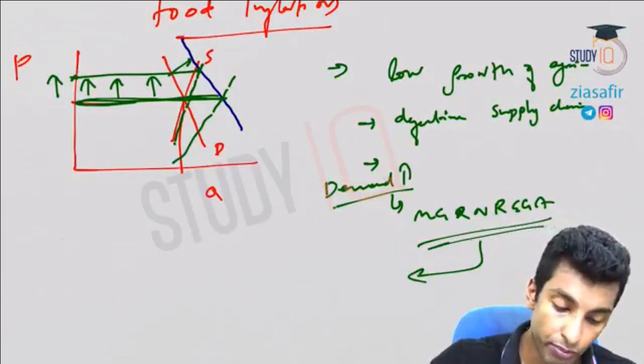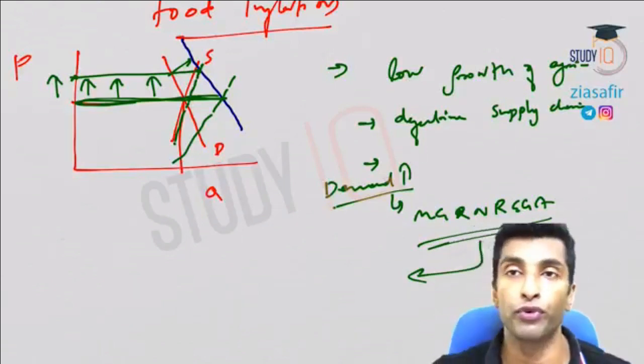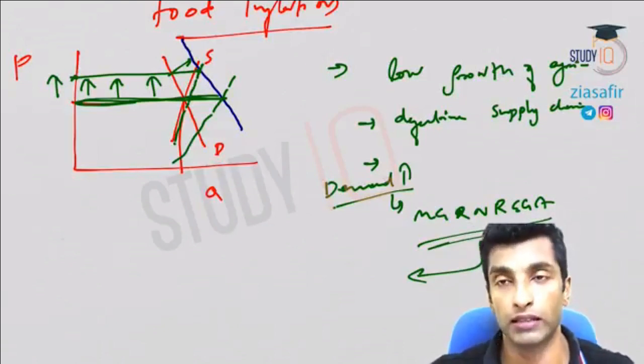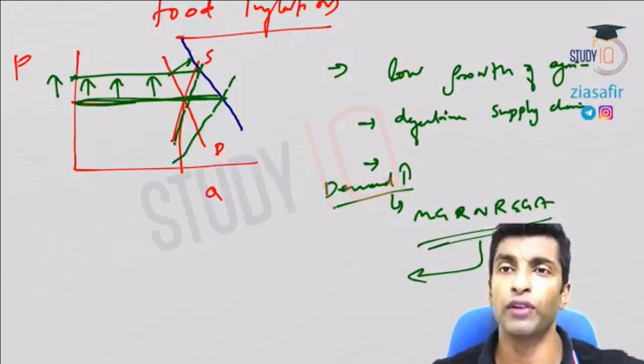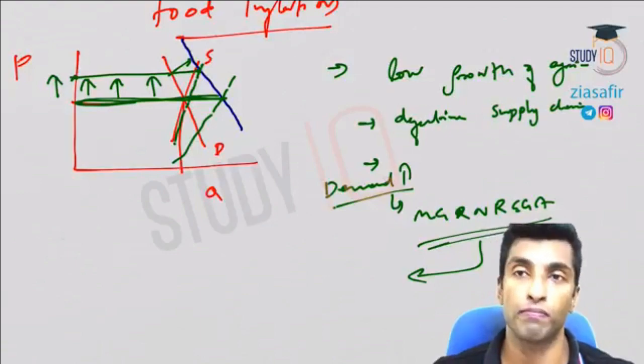Now there are two types of food, that is basic food and protein food. The demand for protein food is nowadays more because of excess money supply with the people. So demand for protein food is more. So the food inflation is actually caused due to this protein food, the demand for protein foods.